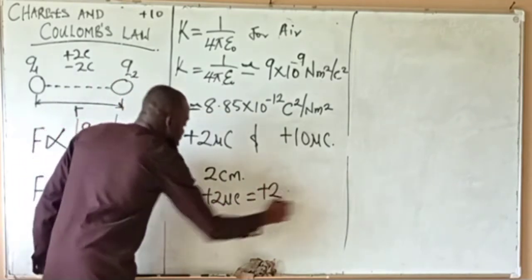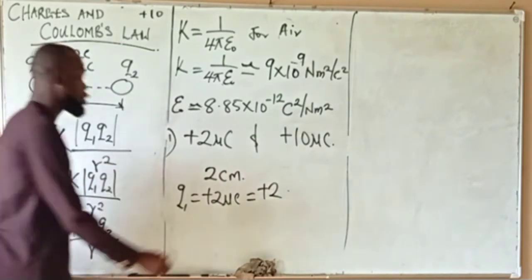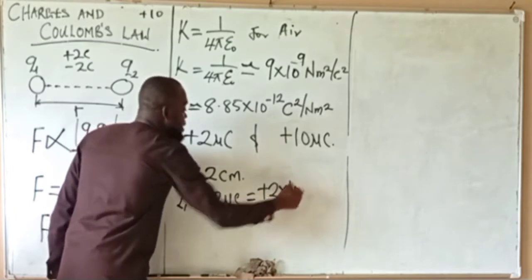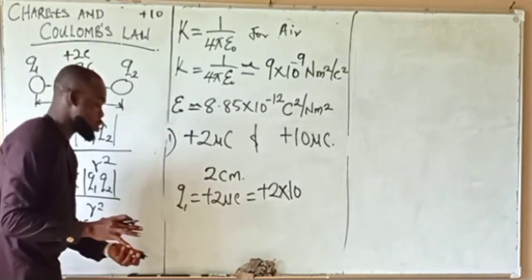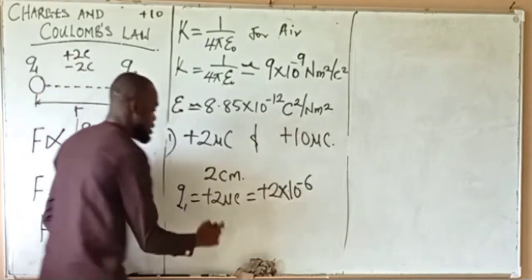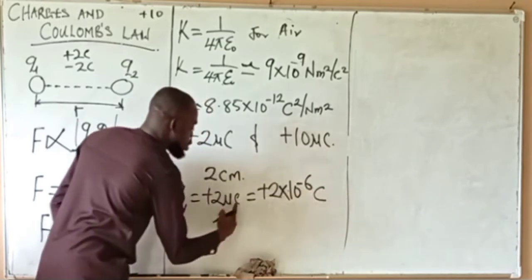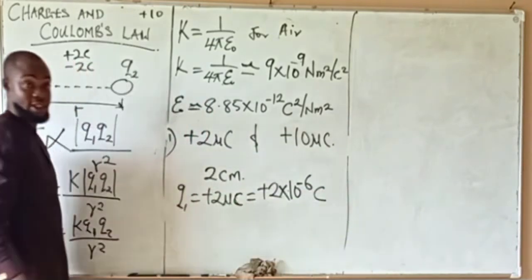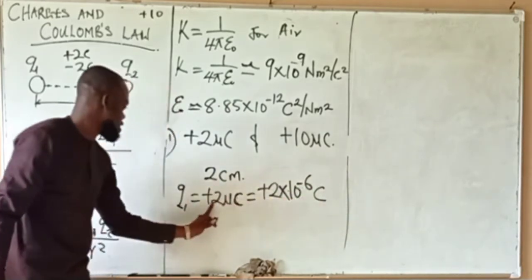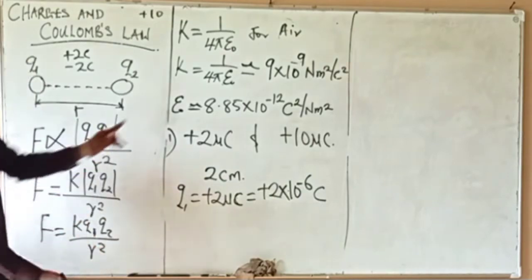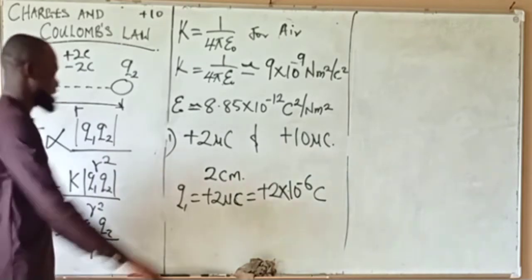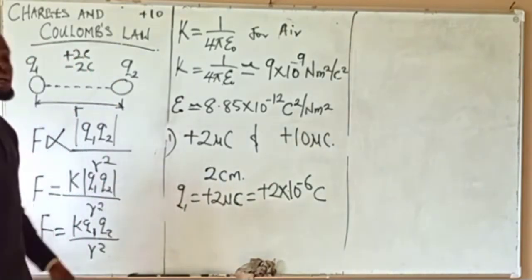We set it as plus 2. Now in physics, what is micro? Micro is a prefix given to a magnitude or a value that is 10 raised to the minus 6. Then coulomb is the unit for charge. So this coulomb is this coulomb, this micro is 10 raised to the minus 6, and this 2 is this 2. Why are we converting? Because in our constant, what we have is coulomb, not microcoulomb. Take note of that. So we must ensure we move everything to the international or standard unit.